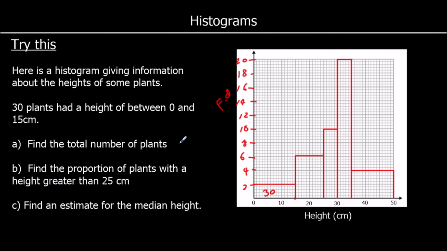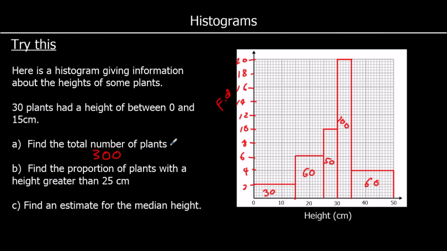So we can find the total number of plants by doing the width times the height. So 10 sixes are 60, 5 tens are 50, 5 20s are 100, and 15 4s are 60. So how many plants is that? So 30 and 60 make 90, plus 50 is 140, plus 100 is 240, plus 60 makes 300 plants.